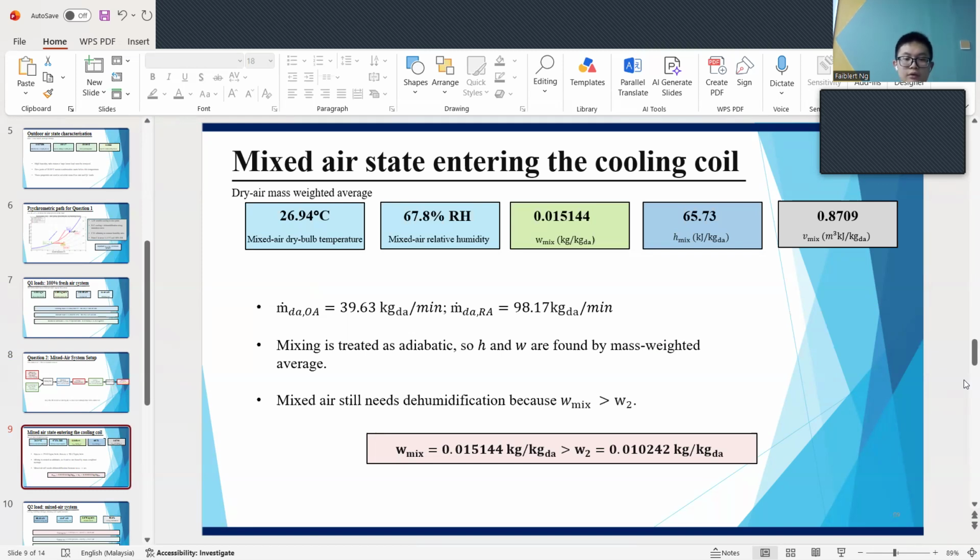65.73. The important point is that W mix is larger than W2. This means that the mixed air still contains more moisture than the final required condition. Therefore, dehumidification is still needed, but the moisture removal is much lower compared with the 100% fresh air system.